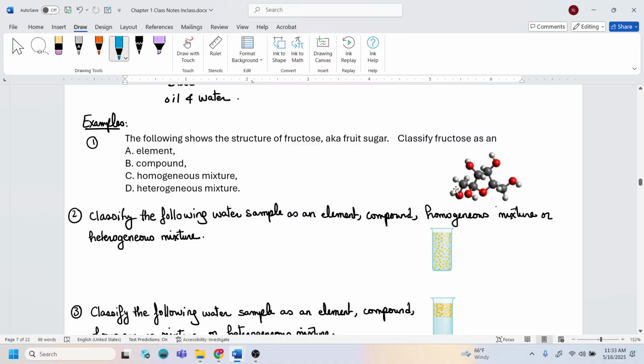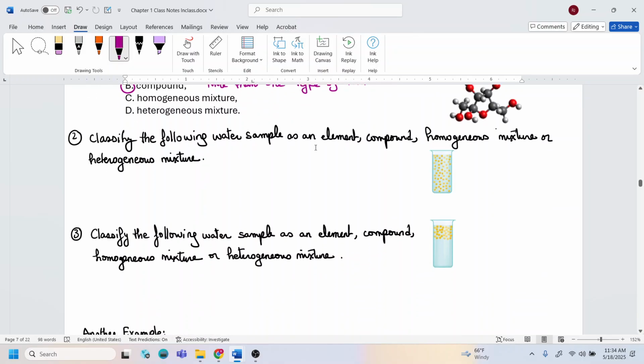So you can easily see that this is a compound which is made up of carbon, oxygen, and hydrogen. It is not an element because if it was an element, then it would be made up of just one type of atom. It's a compound because it's made up of more than one type of atom. It is not a mixture. When we say mixture, this means that it is dissolved in the solution. So definitely it is not a homogeneous mixture and it is not a heterogeneous mixture.